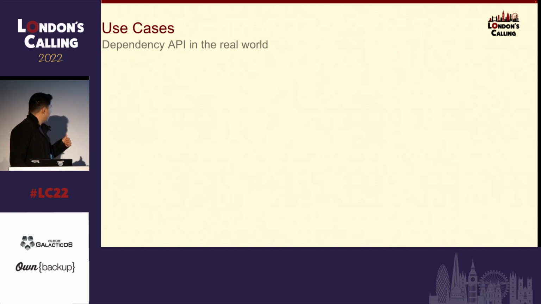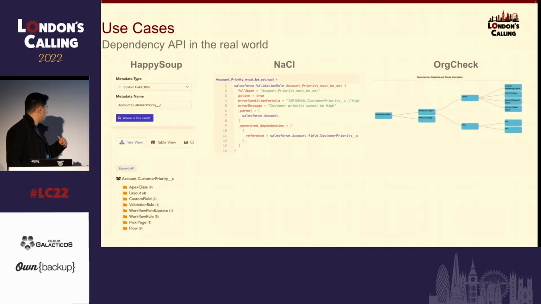So some Dependency API use cases in the real world. The first one is Happy Soup, which I will demo in detail later. But it's basically an open source app to really understand where fields are being used. Another example is Knuckle, which is an open source language to describe the metadata of business applications. And in this case, what we're seeing is a validation rule represented in Knuckle. Because it's not XML, then we can actually add our own attributes. And so here we have these generated dependencies, which basically shows that this validation rule depends on this custom field. And that's also generated by the Dependency API.